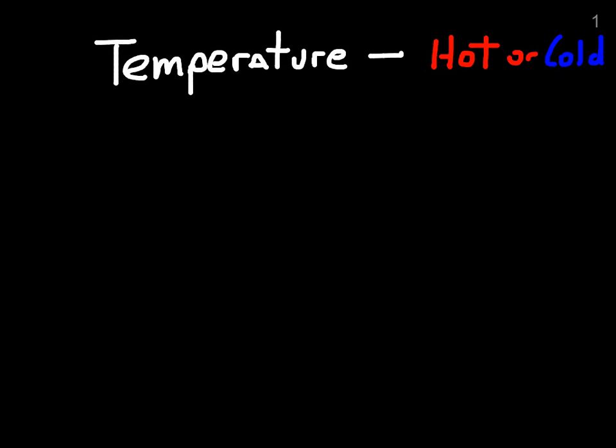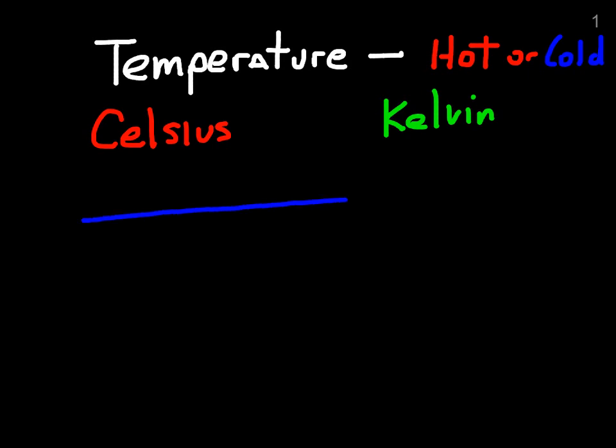Now, there happen to be two ways that we're going to measure temperature. We're going to measure temperatures with the Celsius scale, and we're also going to measure temperature in the Kelvin scale. Now, the range of temperature can go from 0 to infinity, because it is an absolute measurement. And what I mean by absolute is there is a point where you have no temperature.